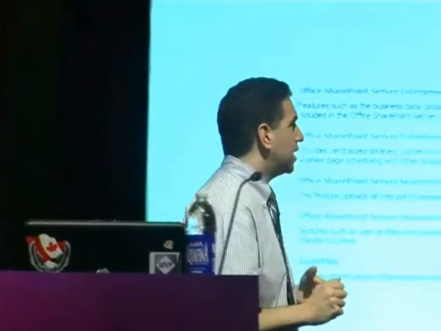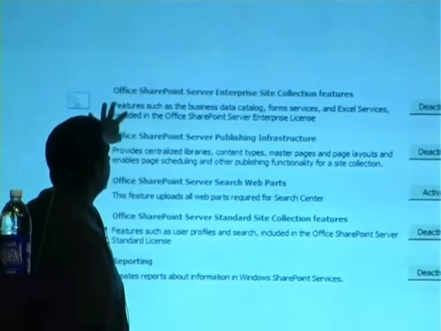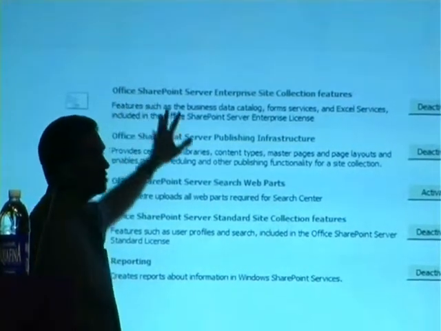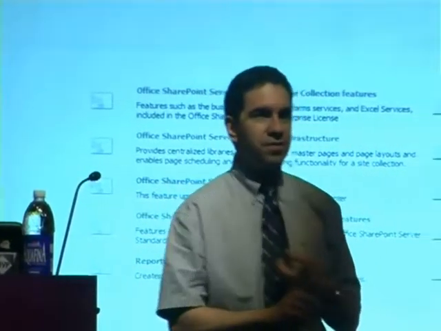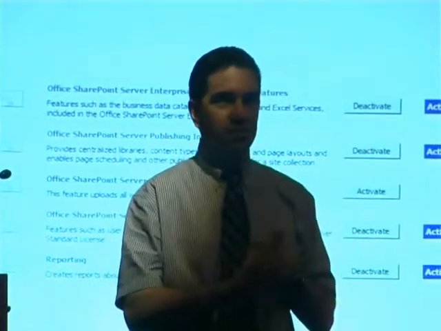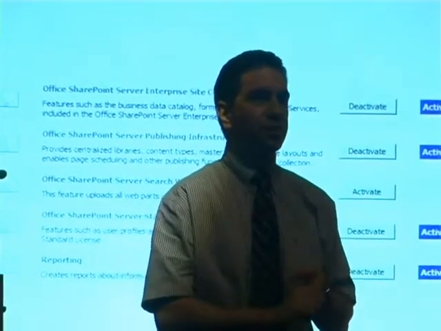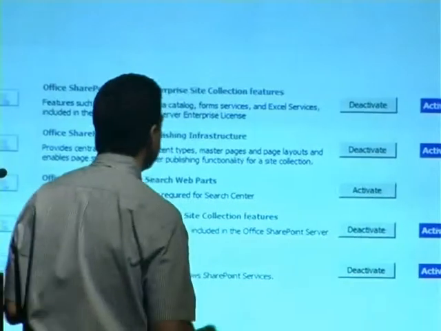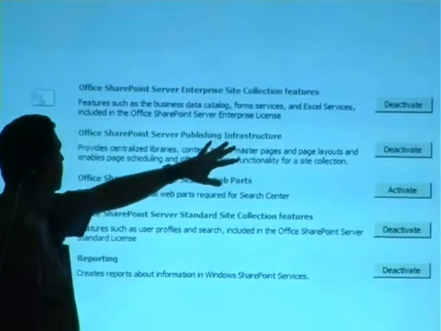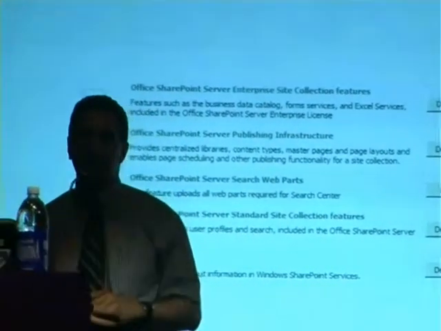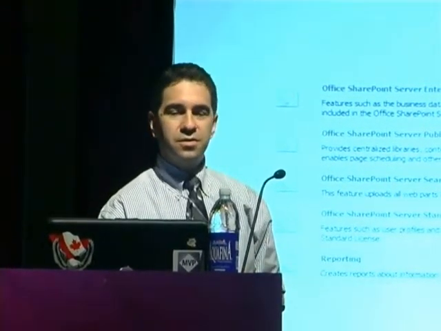Just wanted to mention that this business data catalog is part of the enterprise features of Microsoft Office SharePoint Server. So again, we have the basic Windows SharePoint Services. Then we have Microsoft Office Standard Edition. And then we have Microsoft Office SharePoint Server Enterprise Edition. And the Enterprise Edition brings to the table the business data catalog, the InfoPath Forms Services, and Excel Services. Those are the three key pieces of the enterprise license. So in order to do this, you need the enterprise version of SharePoint.